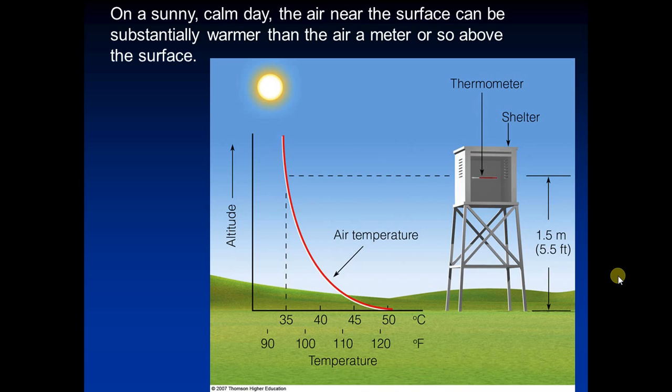So if you look at this graph, you'll see that basically at the ground the temperature is about 122, 123 degrees Fahrenheit. And only 5.5 feet up, near the top of a person, it's 95 degrees Fahrenheit. Okay.